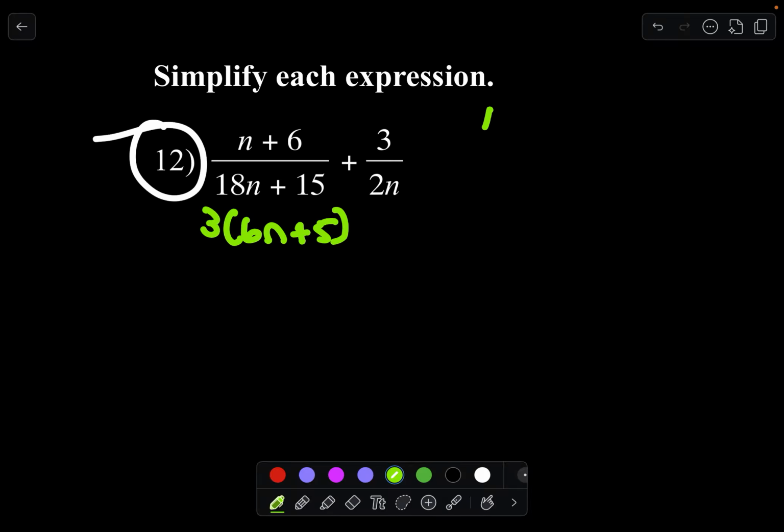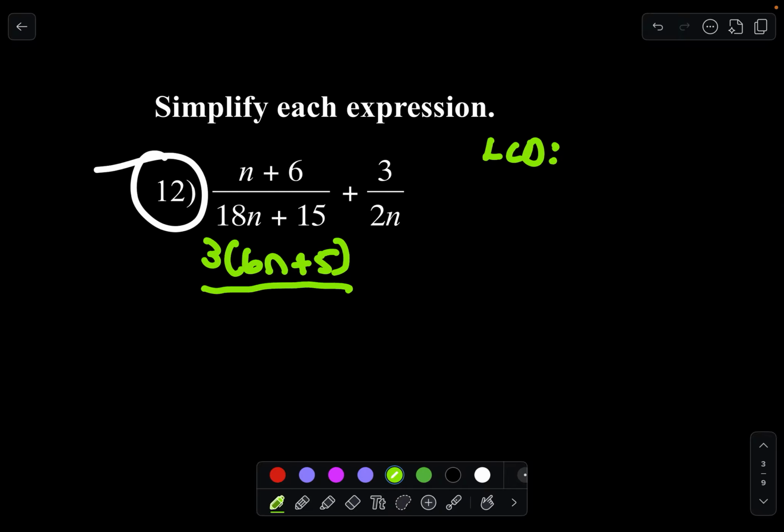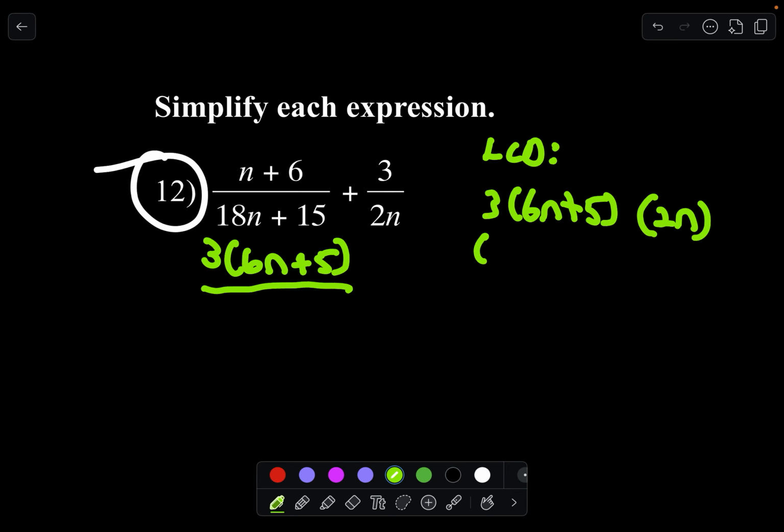So we're going to find the LCD. You see this? That's going to be part of your LCD, the 3 times 6n plus 5. And then on the other fraction, you have just 2n. And since we don't have a 2 or an n that can go into any of these, we have 2n multiplying. That's your LCD. So putting it together, we got 2n times 3 times 6n plus 5 as our LCD.